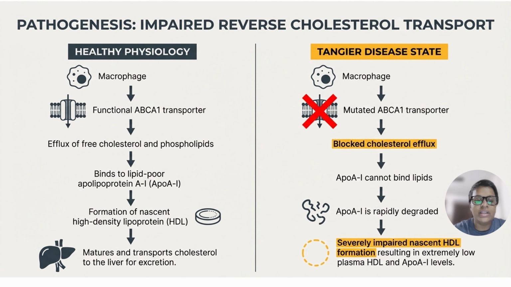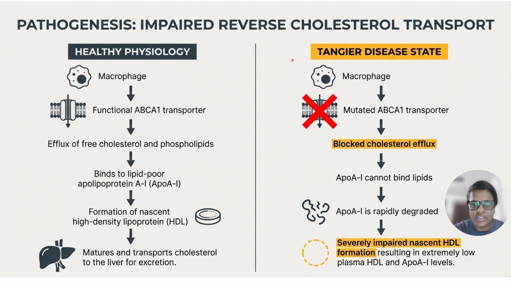So let us see what that protein, the ABCA1 transporter, does. The left side of the image shows the normal function, or healthy physiology. In the macrophages, the functional ABCA1 transporter helps in the efflux of free cholesterol and phospholipids. And this binds to poorly lipidated particles like ApoA1 and helps in the formation of nascent HDL. Now this HDL matures and transports all the cholesterol to the liver for excretion. This is the reverse cholesterol transport which normally happens.